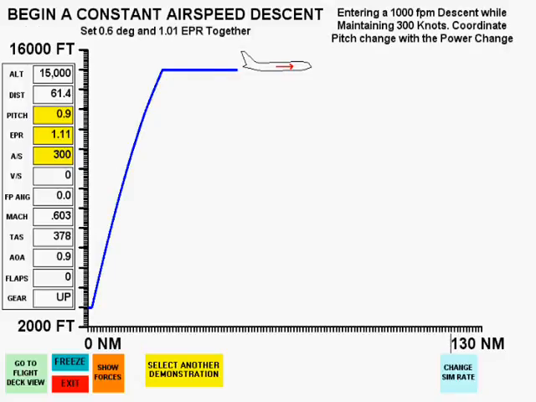Now we will enter a 1,000 foot per minute descent, maintaining the speed at 300 knots. Since this is a constant speed maneuver, we will coordinate pitch changes with power changes. We now set minus 0.6 degrees and EPR 1.01. Notice that the airspeed remains at 300 knots while the flight path stabilizes at 1,000 feet a minute.